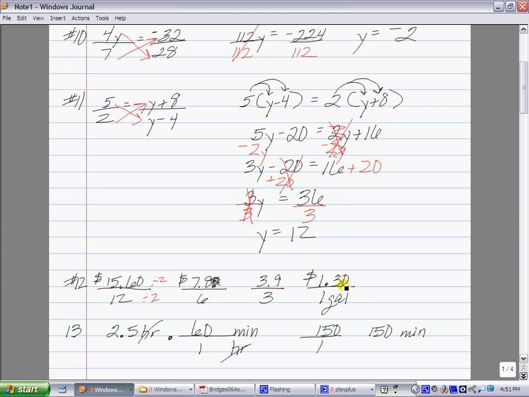Now if I wanted to eliminate all of those steps, I would simply divide by 12. So I would do $15.60 divided by 12, and I would get the same answer.